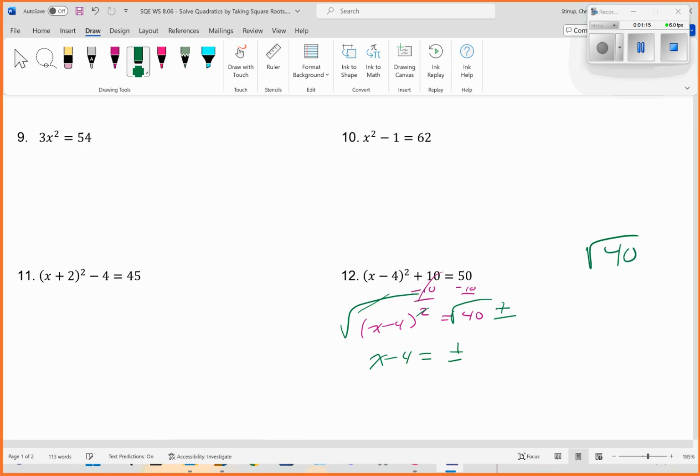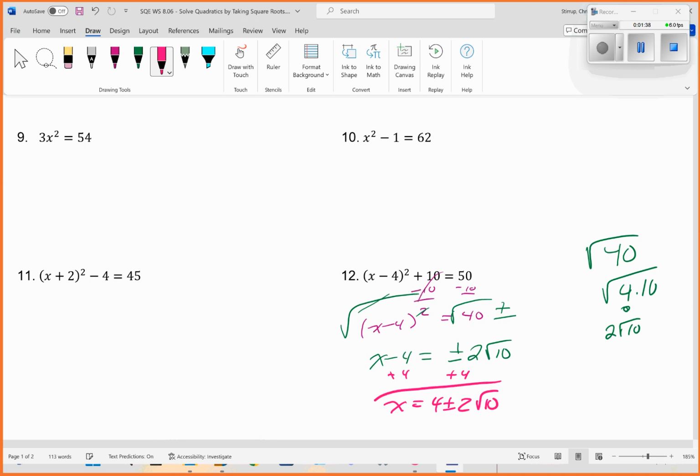And 40 is going to break down to 4 and 10. So square root of 4 is 2, so I get 2 root 10. So I get to there. Is that problem done? No, I need x all by itself, right? So if I add 4 to both sides, x equals 4 plus or minus 2 root 10. And that's our final answer. It doesn't go any further than that.